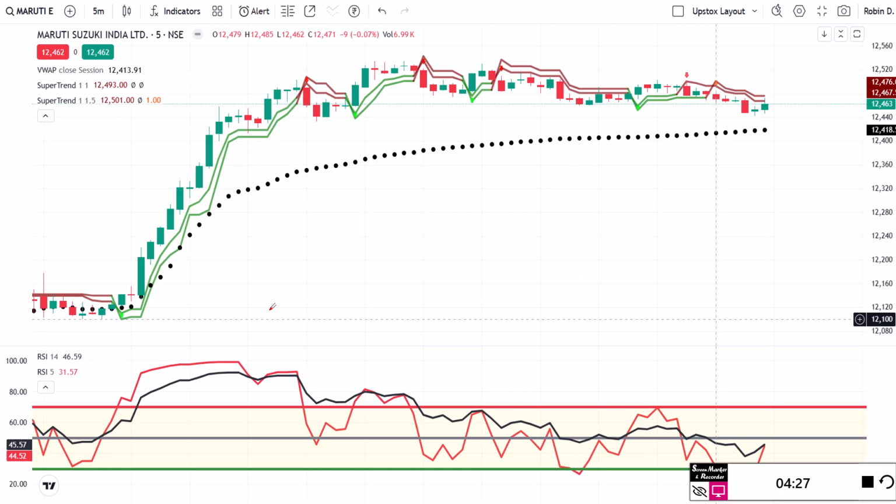Once you have made the strategy and we have gone to the drawing board, let's see how the strategy looks like. This is a simple Maruti 5 minutes time frame. The strategy is very simple. I plotted RSI 80, and the black line is RSI 14 and the lead indicator is RSI 5.